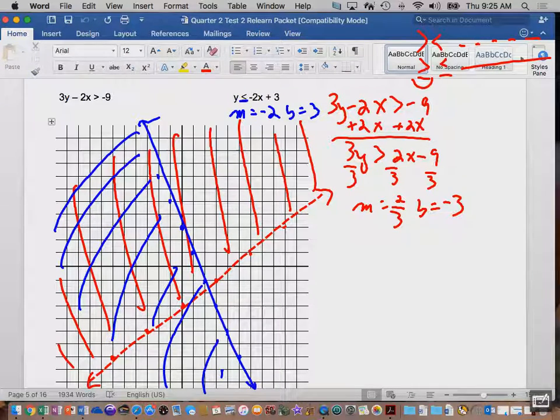And then it wants us to label the solution set S. So with a great big S, I go where the lines overlap. Okay? And that would be the graphing of my inequalities.